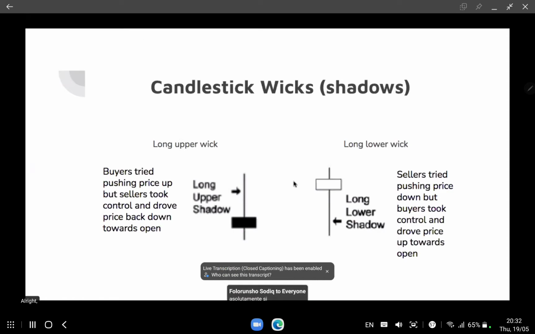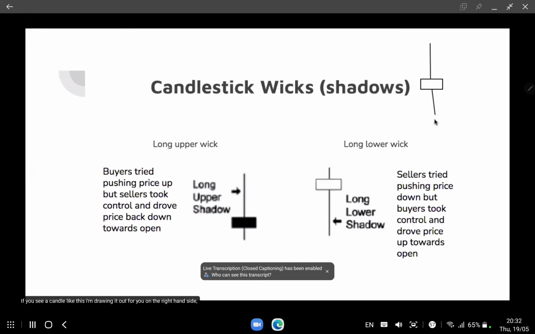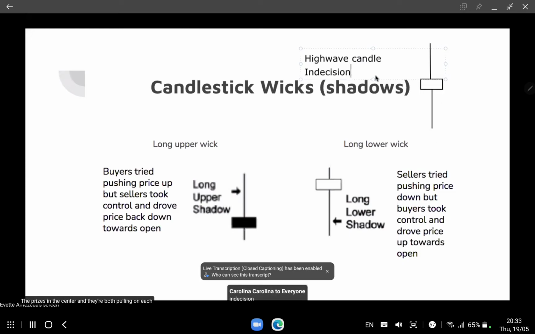All right. Now, there's one last thing that I want to talk about. We were talking about spinning tops. Guys, if you see a candle like this, I'm drawing it out for you on the right-hand side, this is called a high wave candle. It has a long upper wick and a long lower wick, and the body's more in the center, right? This candle means indecision. This is your classic example of your buyers and sellers are still playing tug of war, right? The price is in the center and they're both pulling on each end. This is called a high wave candle.